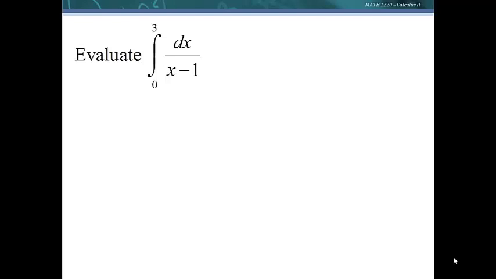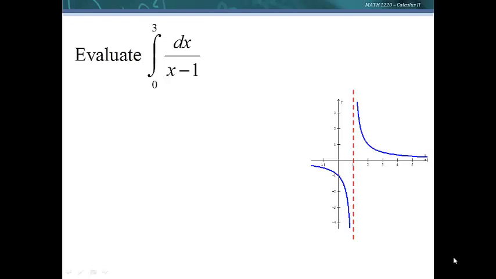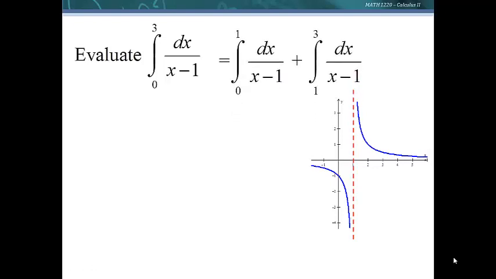We're going to evaluate the integral from 0 to 3 of 1 over x minus 1 dx. At first glance we may look at this and say, oh, I know the antiderivative of 1 over x minus 1, that's the natural log of the absolute value of x minus 1. But we've got to be very careful because if we were integrating from 0 to 3, we're trying to integrate over a point of infinite discontinuity. We have an infinite range here at 1. So we've got to be careful. We're going to have to split this up and integrate from 0 to 1 and then from 1 to 3.